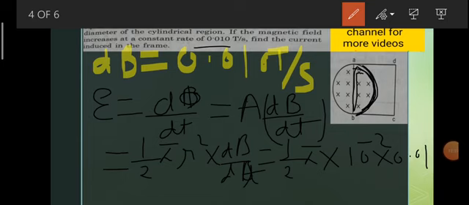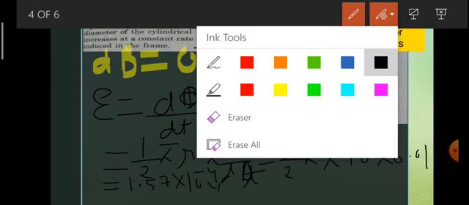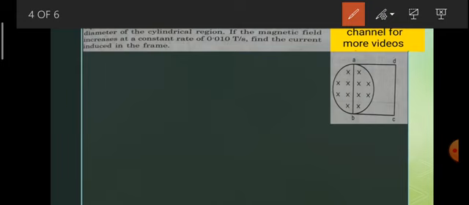0.010. So on solving this, EMF induced E is equal to 1.57 into 10 raised to power minus 4 volt. Okay, so EMF induced is 1.57 into 10 raised to power minus 4 volt. Now we have to find current induced in this frame.